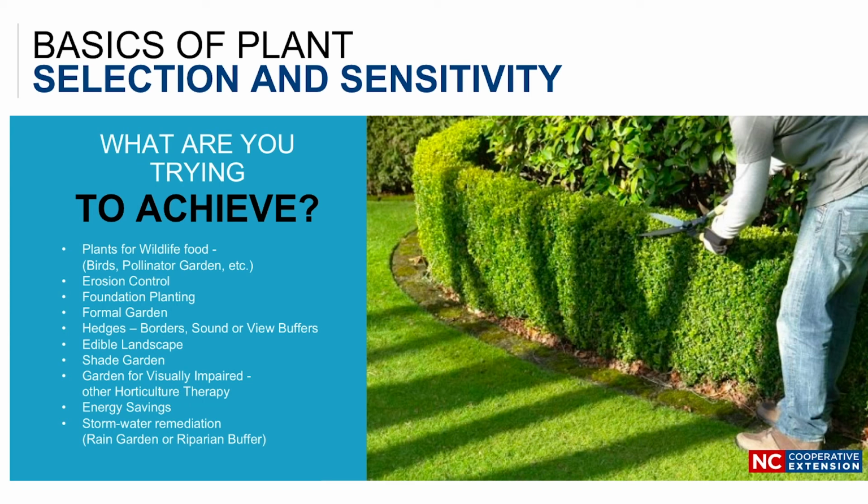Maybe we're planting plants for an edible landscape, so we're choosing plants that have edible fruits, edible foliage, or other portions of the plant. Perhaps we have a shade garden we're putting in, so we have to find plants that actually tolerate various levels of shade. Maybe we're putting in a garden for the visually impaired or other horticultural therapy. And finally, we may have some other energy-saving reasons to put this garden in. Stormwater remediation is another thing that we look at as landscapers. Rain gardens, riparian buffers, bioremediation areas, and those kinds of things.